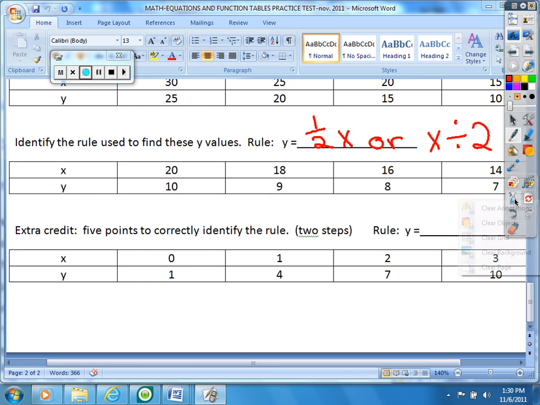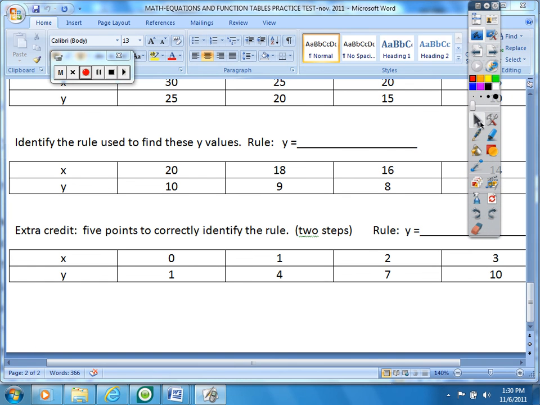Now, down at the very bottom, we're going to do some two-step rules. And students do well on these because they are challenging and they seem to like them. So I'll just look at this one. How can you go from 0 to 1, from 1 to 4, from 2 to 7, and 3 to 10? Well, there's two steps involved here. Usually if there's a crazy looking pattern, something that you just can't identify like these up here, there's two steps going on. Well, first of all, it's increasing. It's getting bigger every time.